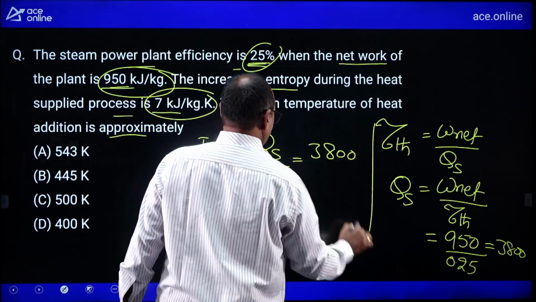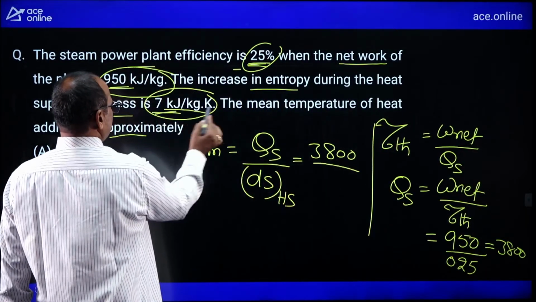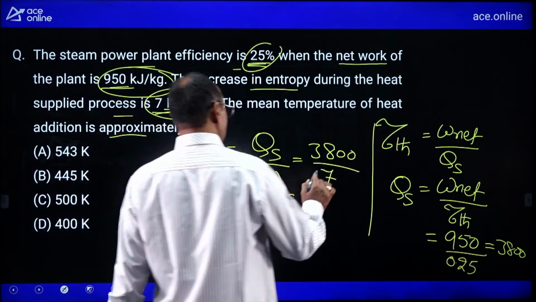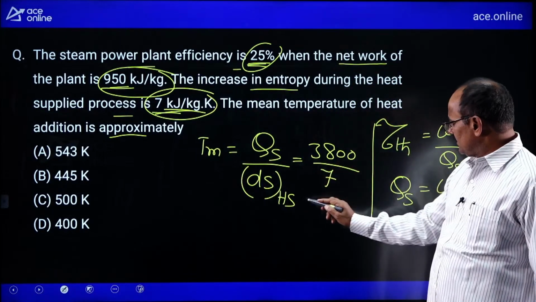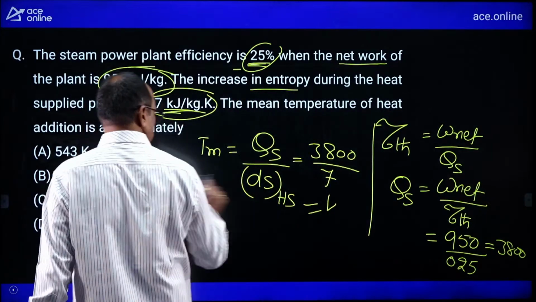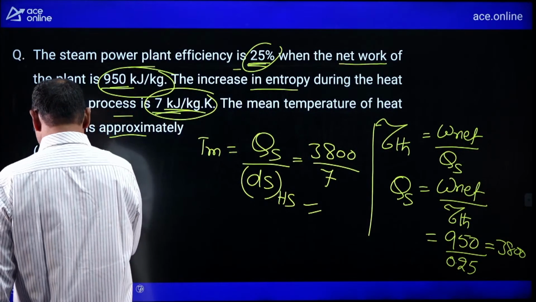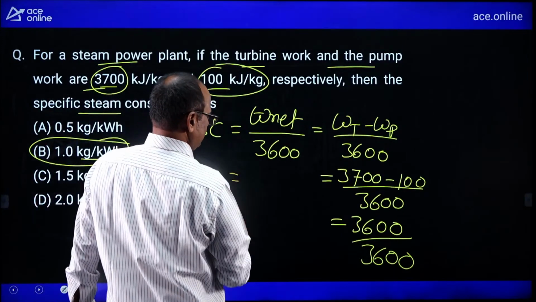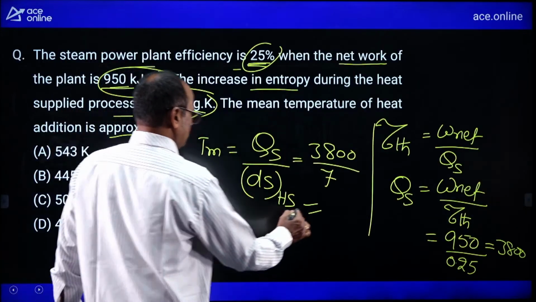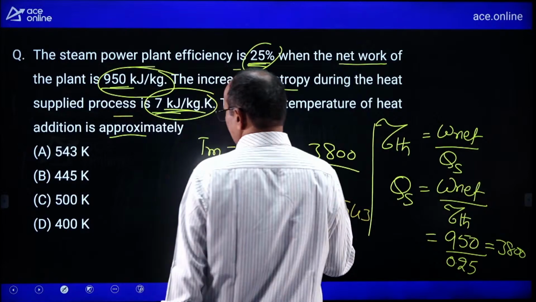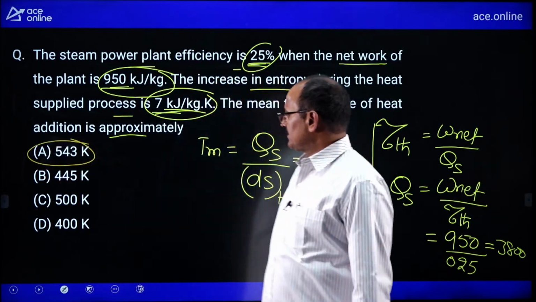3800 divided by the increase in entropy during the heat supplied, 7. So it gives approximately 542 something. Simplify it, it comes to around 543. That value is approximate, not exact, but approximately 543 Kelvin. Option A is absolutely correct.